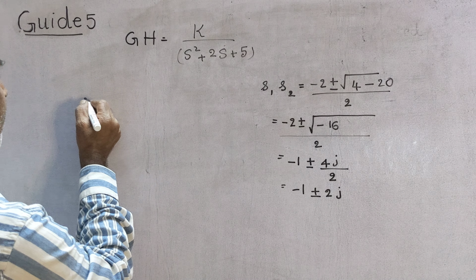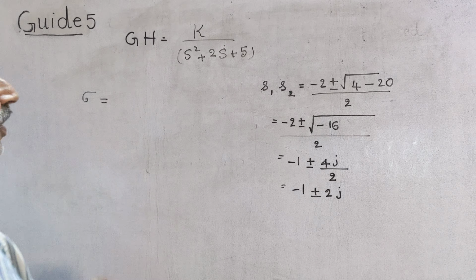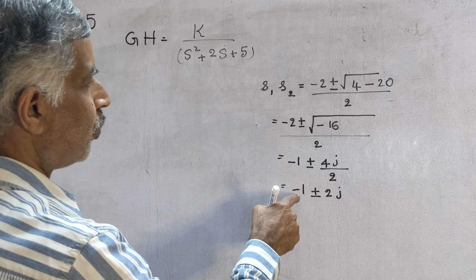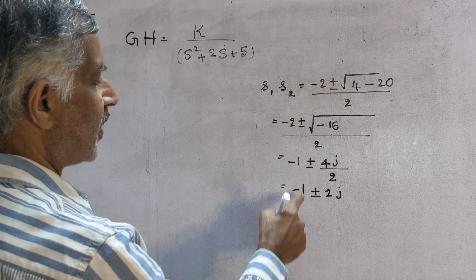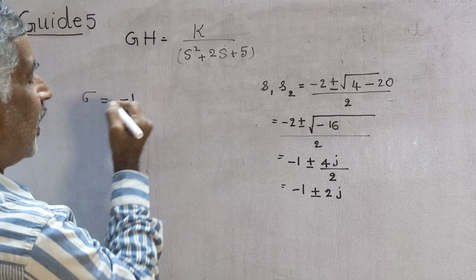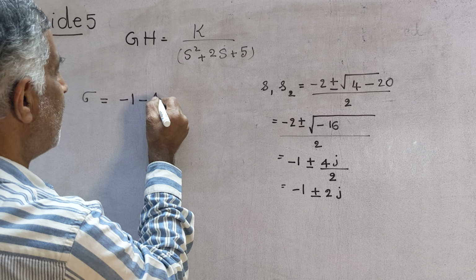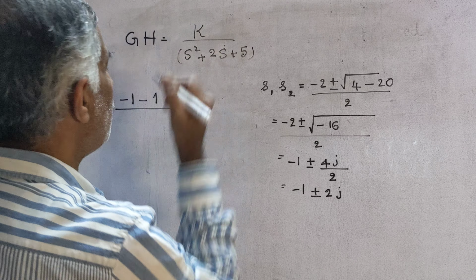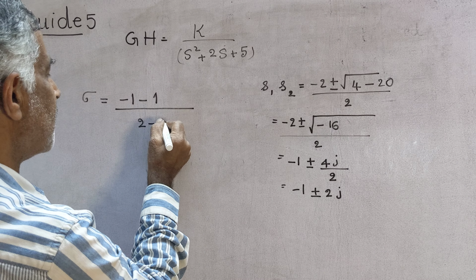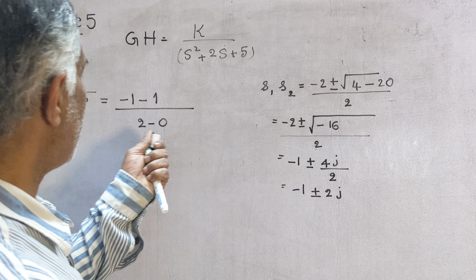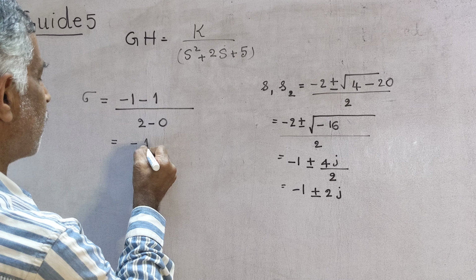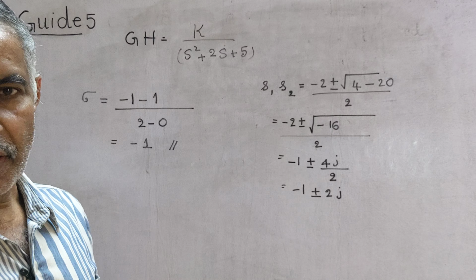Now formula for centroid calculation equals summation. There are two poles at minus 1 plus or minus 2j. Therefore summation of the real part of the poles is minus 2, and there are no zeros, divided by 2 minus 0. Number of poles is 2, number of zeros nil. Therefore minus 2 by 2, that is minus 1.